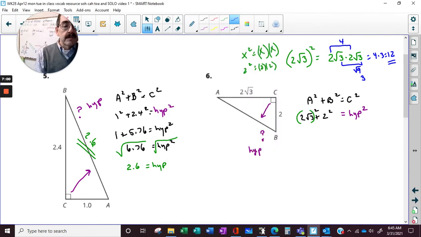Alright. So now this became a 12. 2 times 2 is 4. Hypotenuse squared.